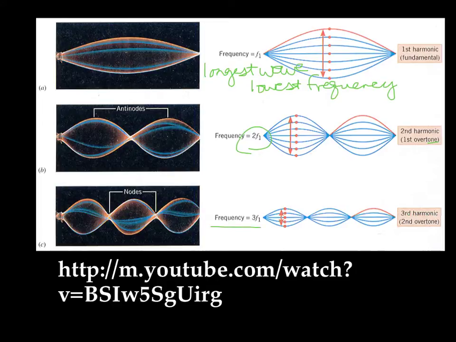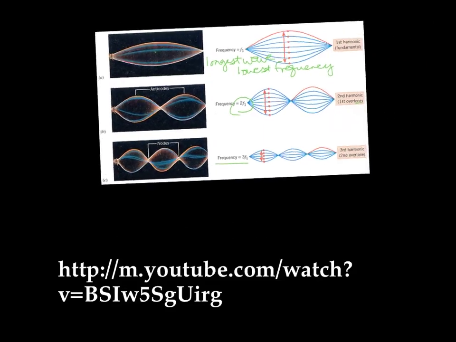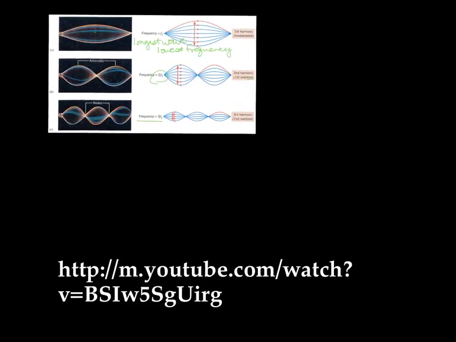So just generically, the relationship would be to get your nth harmonic, whatever harmonic you're talking about, you take that harmonic number times your fundamental frequency. So if I wanted the 5th harmonic, I would take 5 and multiply by whatever my first harmonic was, my fundamental frequency.